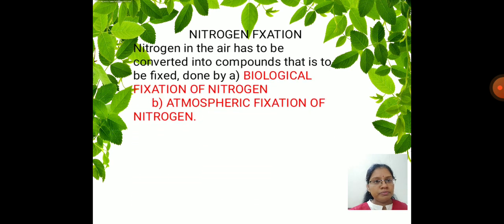Nitrogen fixation. Nitrogen in the air has to be converted into compounds. That is to be fixed. Fixed means it has to be converted into a readily available form for the plants. That is done by two mechanisms: biological fixation of nitrogen and atmospheric fixation of nitrogen. Biological means through microorganisms and atmospheric means through the process of lightning.